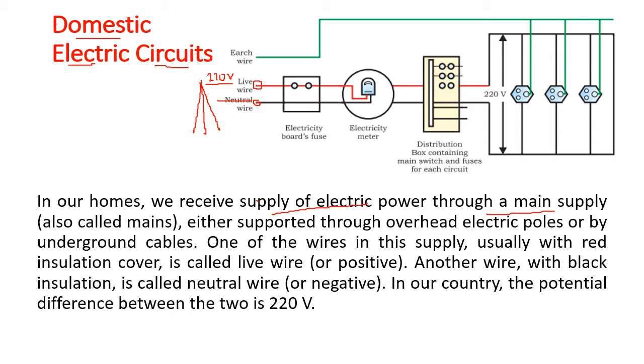Now after the wire, we have got a fuse. We learnt what a fuse is in the previous chapter, but here we are going to revise it again. Then this wire goes into an electricity meter. This meter is reading how much electricity you are using.